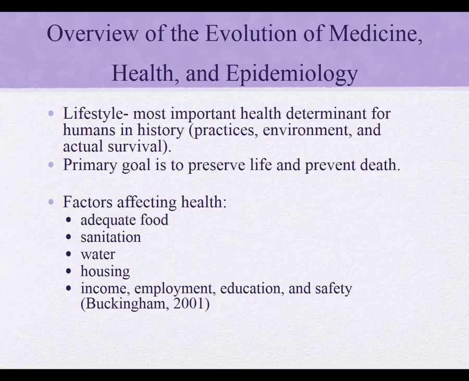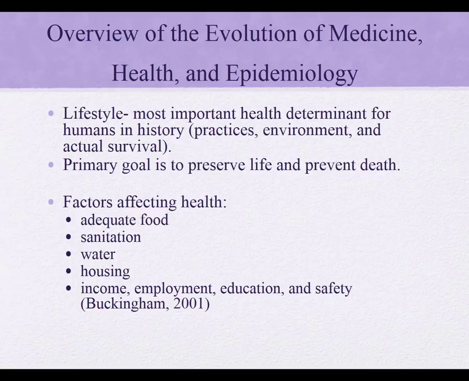So maybe for those of us in America, that is not something we really think about. But if you were in a third world country and you were struggling to survive, that's something you would really focus on. Your goal is just staying alive every day. So what are some factors that affect this? Adequate food. Thinking through third world countries, a lot of these places lack adequate food. Sanitation, water, housing, income, employment, education, and safety.